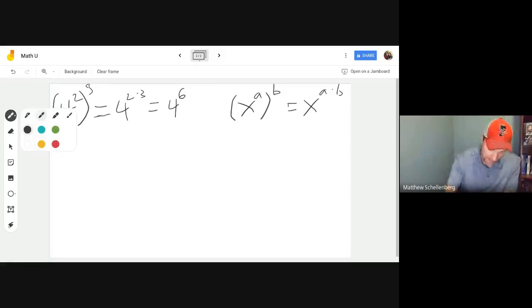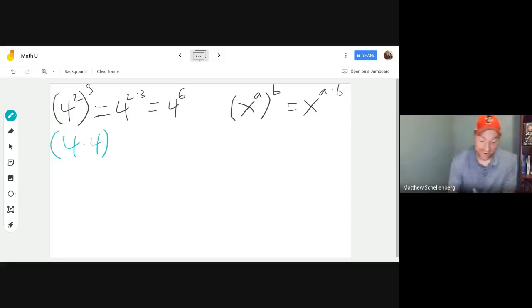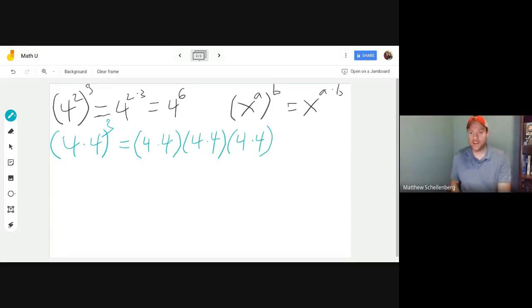Well, glad you asked. Because 4 squared is actually 4 times 4, isn't it? And so we still have it cubed. And tell me if you know, but isn't this actually 4 times 4 times 4 times 4 times 4 times 4? Because when you cube something, you're doing it 3 times.